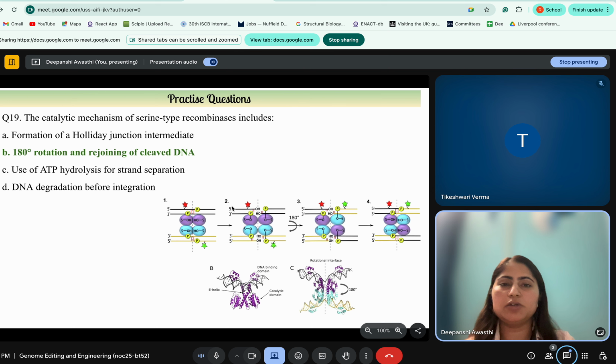So the right answer will be option B, which is 180-degree rotation and rejoining of cleaved DNA, because this Holliday junction is formed in tyrosine type recombinases and not in serine type recombinases. Yeah, so keep this in mind that in serine type recombinases there will be 180-degree rotation, and then this cleaved DNA will be recombined.